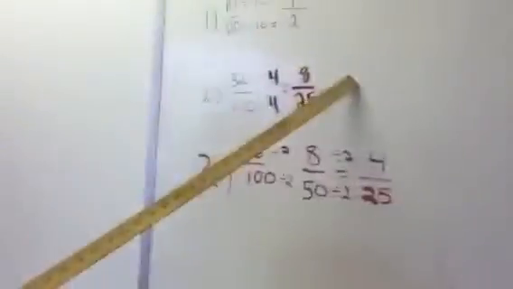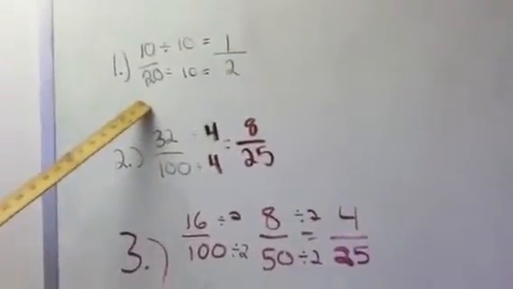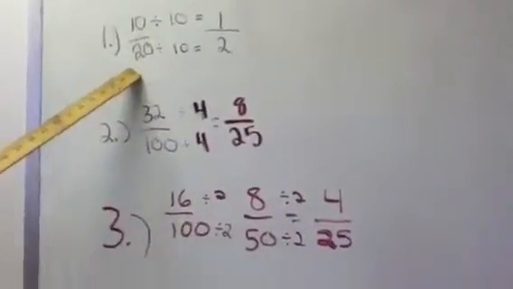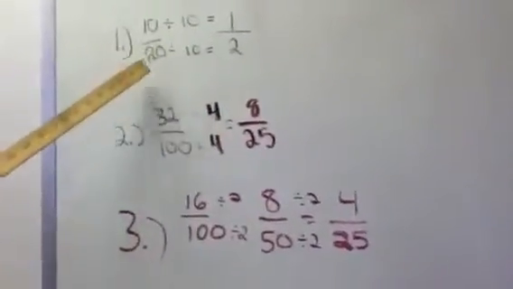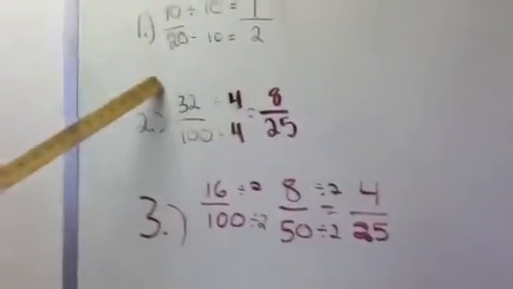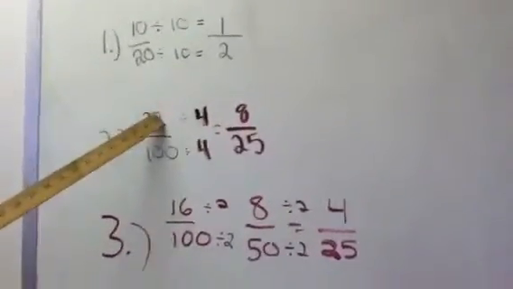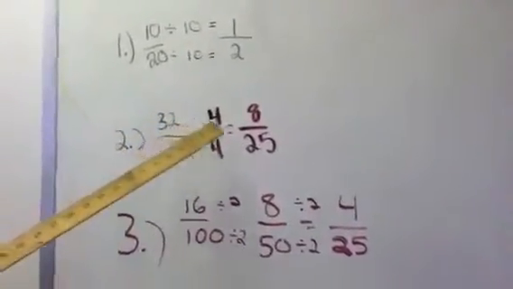Here are some examples of simplifying fractions. 10/20ths can be simplified. So you find a number that goes into the numerator and the denominator. I noticed that 10 can fit into both. So for 10/20ths, the answer is 1/2.